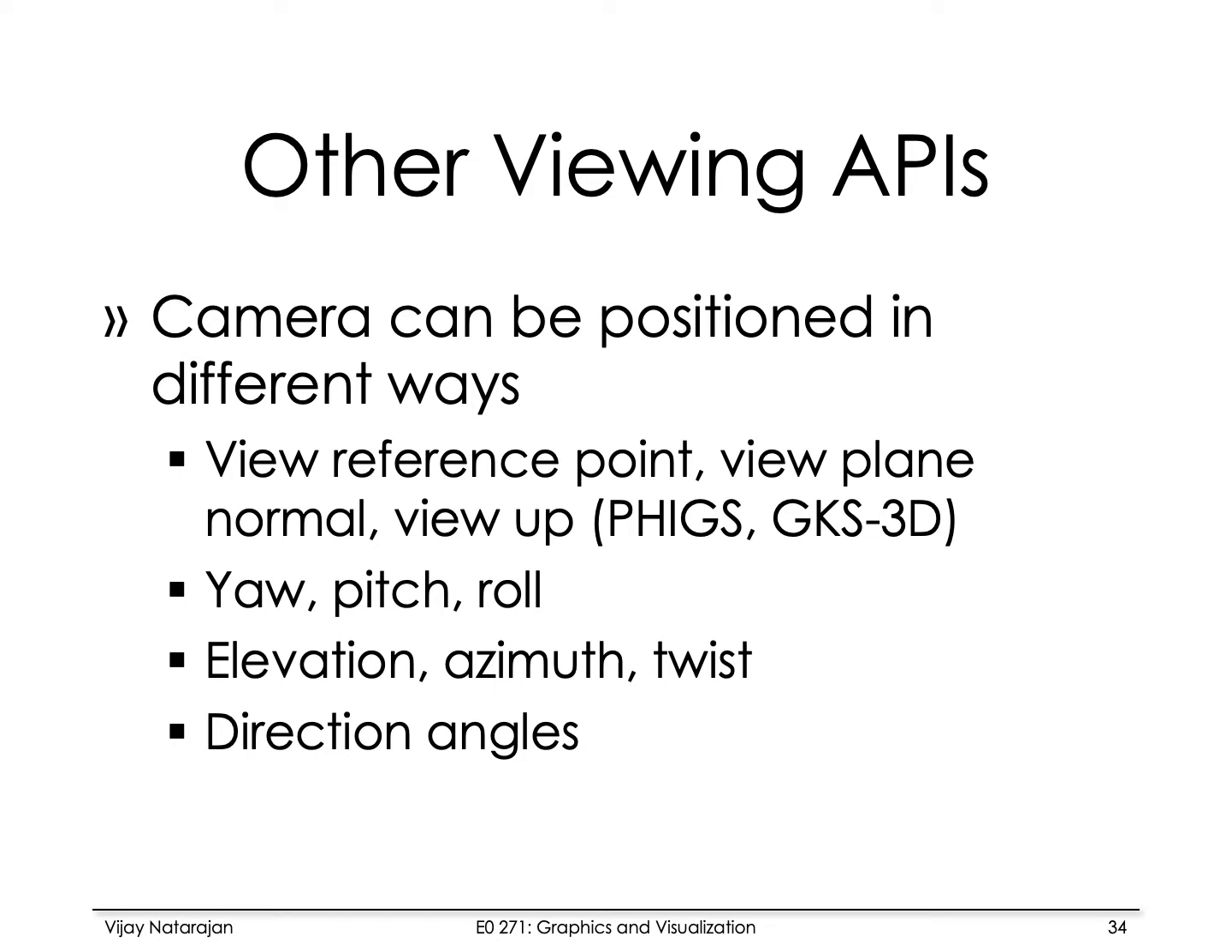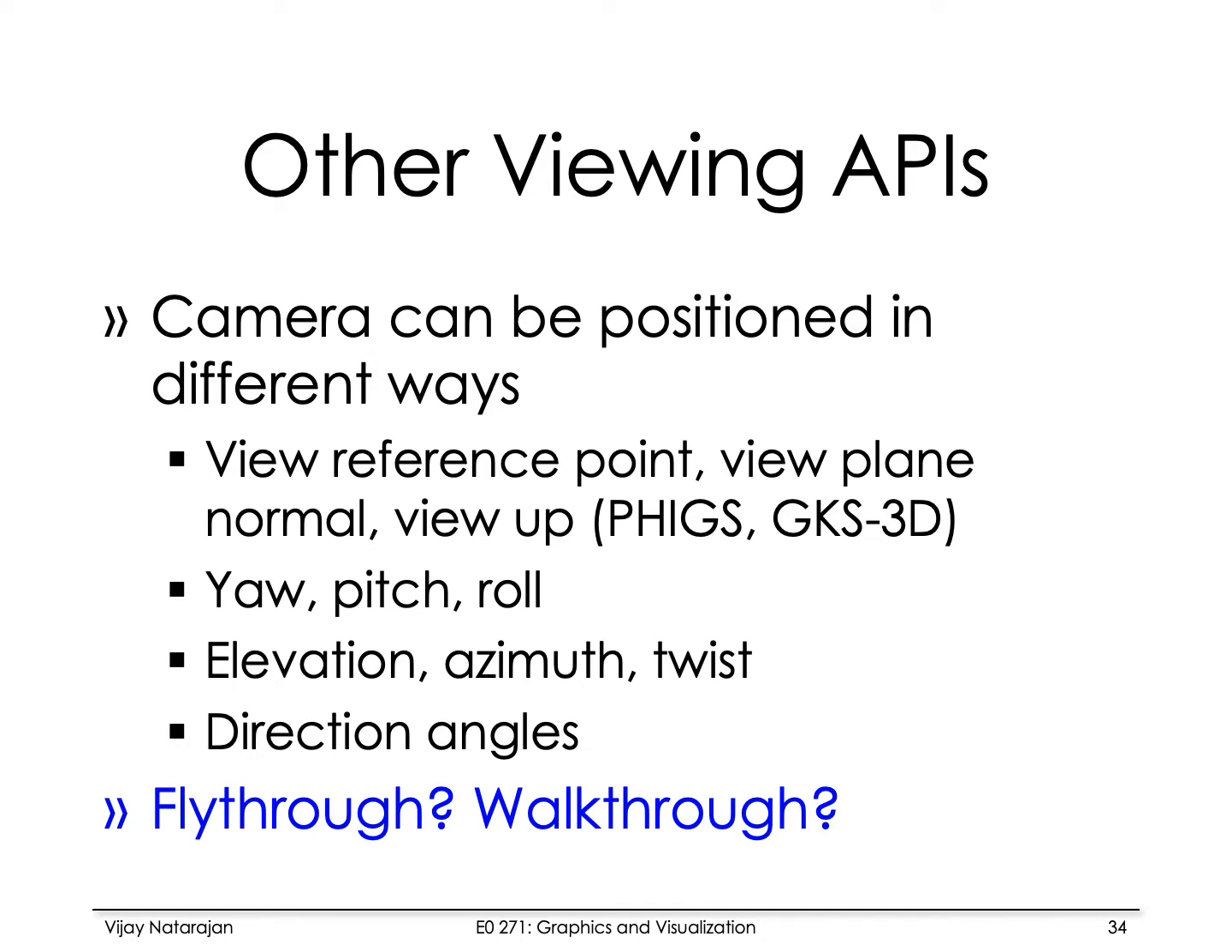Now, given this way of specifying the camera and how it affects the objects, you may want to think about implementing something like a fly-through or a walk-through in your scene. So essentially you have to apply a sequence of operations that mimic the movement of the camera within your scene.